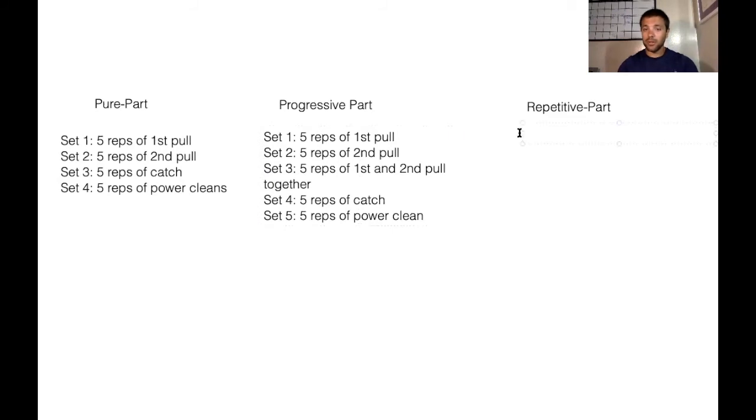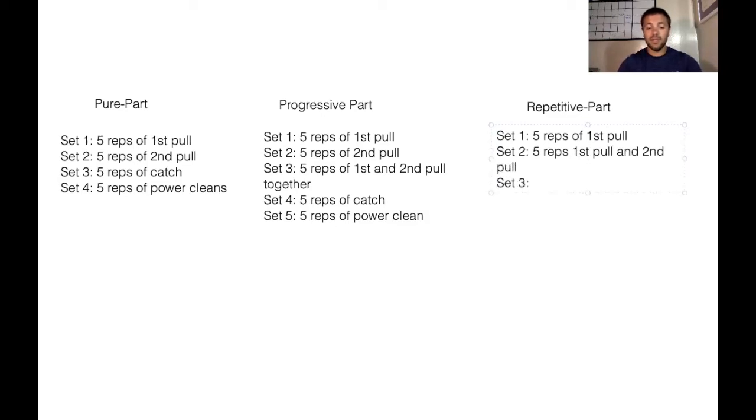So now repetitive part, let's pay attention here to see some of the differences. So repetitive part is saying you practice the first part in isolation, and then you keep adding the subsequent component until you get the whole skill. And so why it's called repetitive part is because you end up repeating that previous subcomponent again and again and again. So what that looks like is set 1 would be 5 reps of first pull. Set 2 would be 5 reps of first pull and second pull.